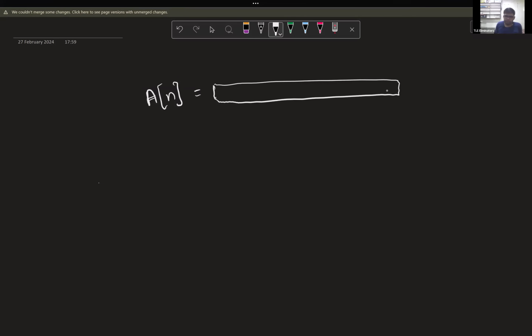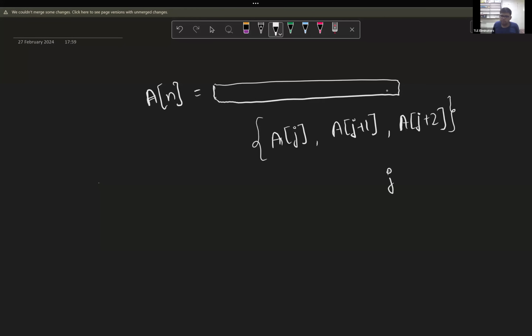and for all the triplets aj, aj plus 1, and aj plus 2, right? If you are picking up three elements, it's a triplet. And here we have been talking about triplets of three adjacent elements. It will be there for all j from 1 till n minus 2.